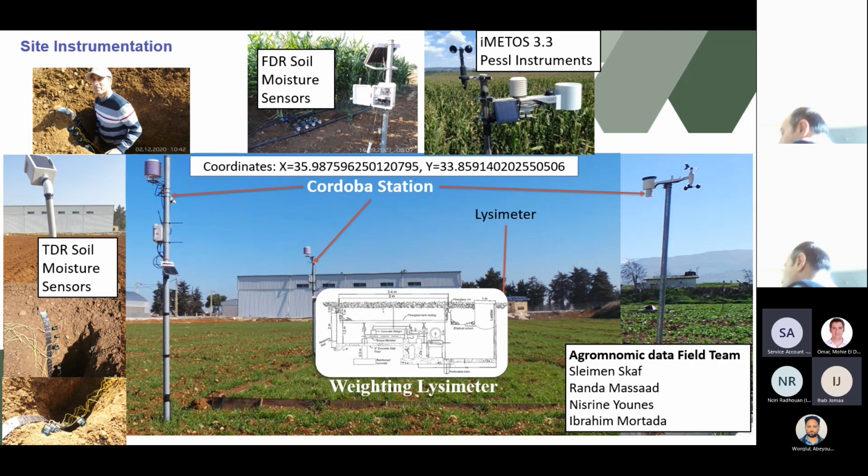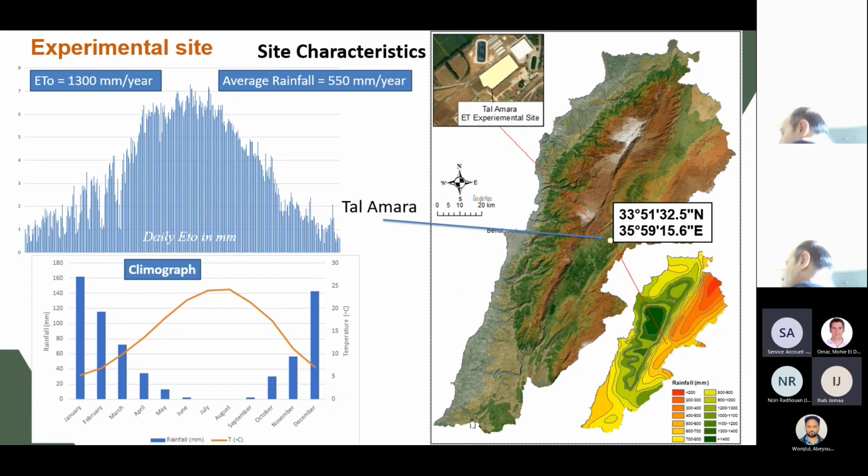And we also have our own equipment in the field: the FDR soil moisture sensor, our own weather station, and a lysimeter that we try to make function throughout the project. Again, at the site, the reference evapotranspiration goes up to more than 1,300 millimeter, and the rain average is 550 millimeter, with no rain, of course, in the Mediterranean summer season.